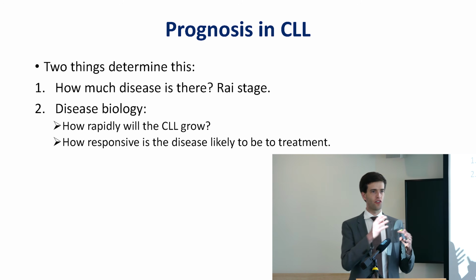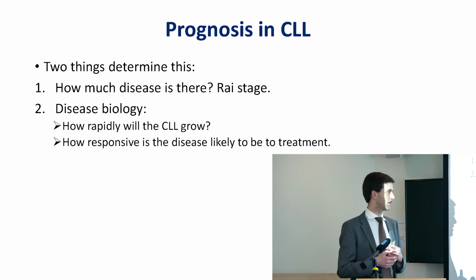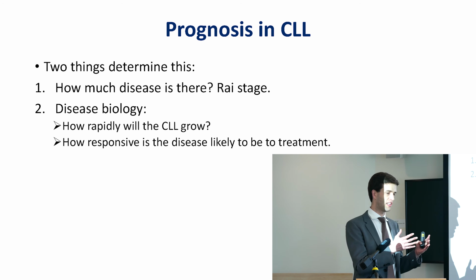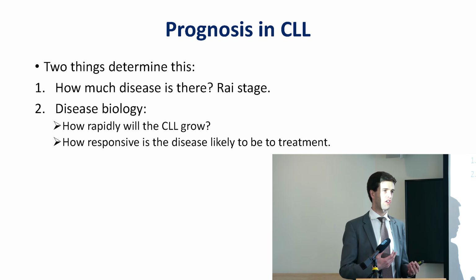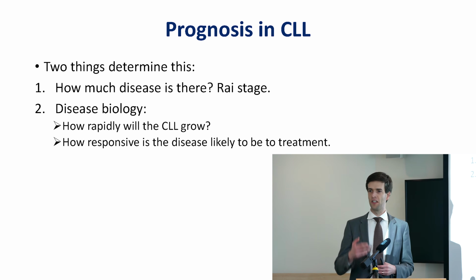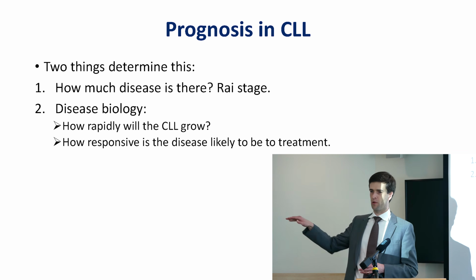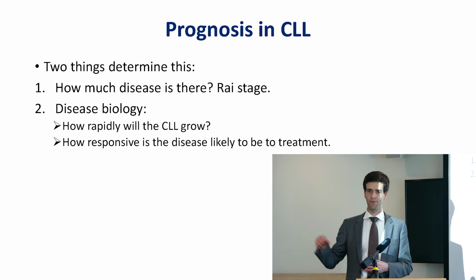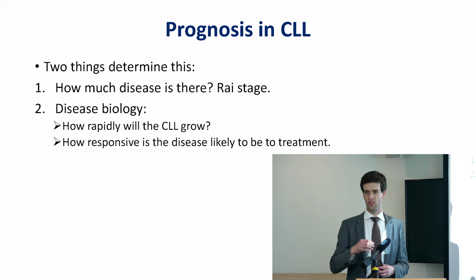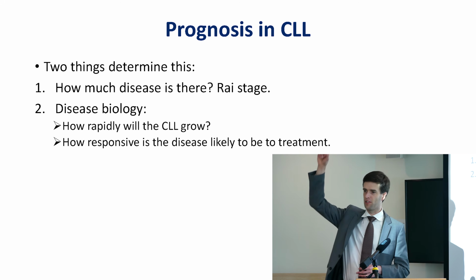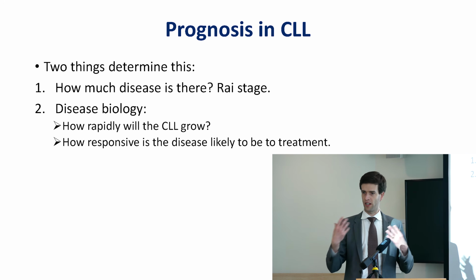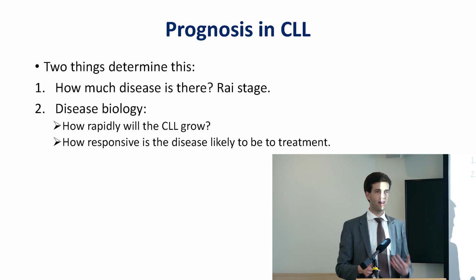So not all CLL is the same. Some patients with CLL will be diagnosed and their CLL is very indolent. It doesn't grow quickly. You can measure it years apart and the white cell count will be similar. Other people's CLL is very different. They might start here and every 6 months the white cell count is doubling and lymph nodes are growing and other things. Now that's determined by the individual biology of that disease.